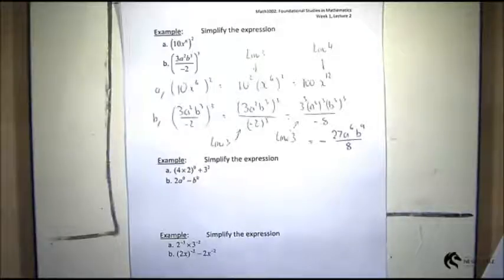Now, if law number 2 holds, it says a to the m divided by a to the m should be a to the m minus m. Now m minus m is 0. So for our index laws to be consistent, it makes sense that a to the 0 should be 1. So that's law number 5.